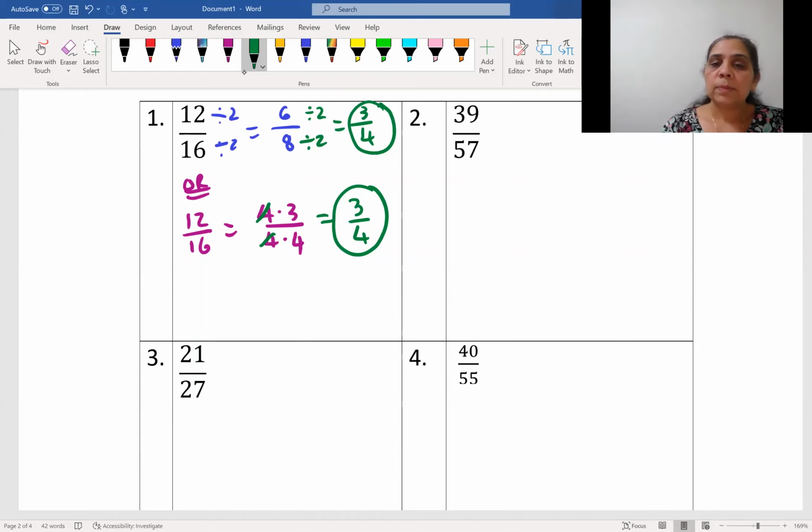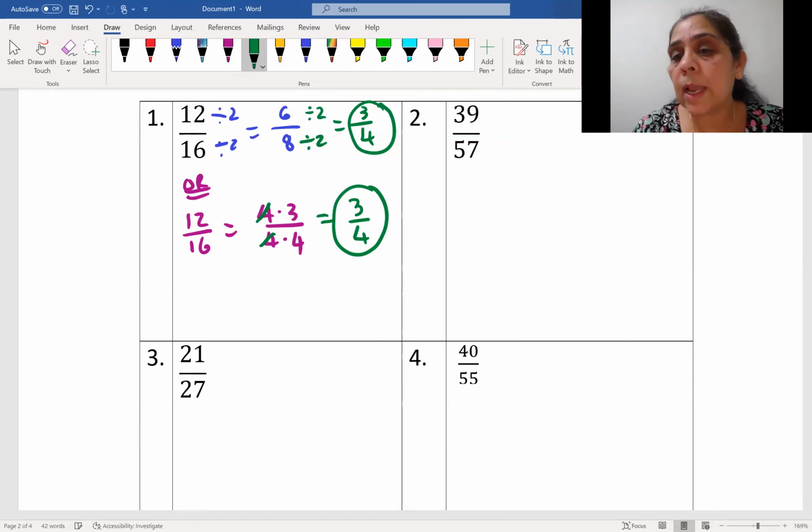Let's say next one, 39 over 57. We need to check what common factor is in between, what I can divide both of them by. Can we divide by 2? No, they are not even numbers, so we cannot. Let's see, we can divide by 3. We know our divisibility rule for 3, so you can check it.